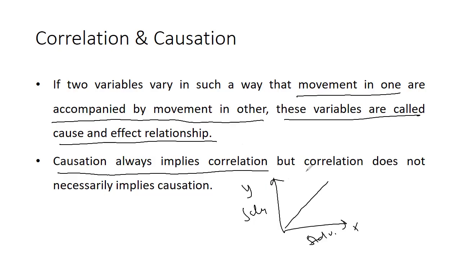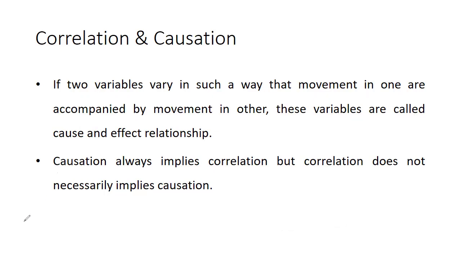Is it clear? But correlation does not necessarily imply causation. If there is a causation between two variables, there should be correlation. But the reverse is not necessary. For causation, we always say there is a correlation between the two variables. It may be positive, it may be negative. So correlation only tells us the association between variables, but it doesn't tell the cause and effect relationship.